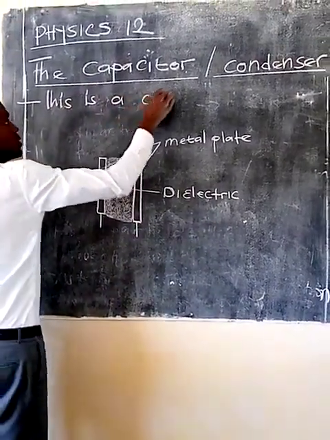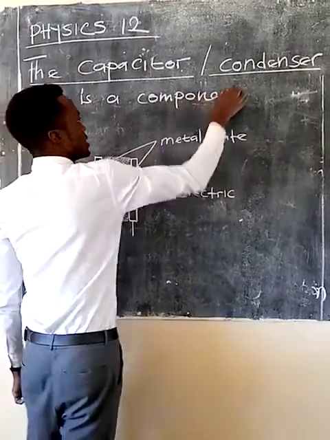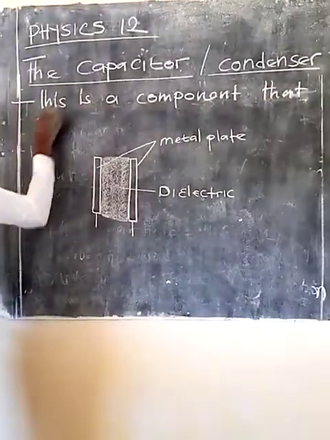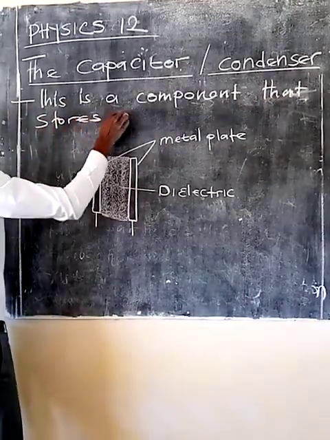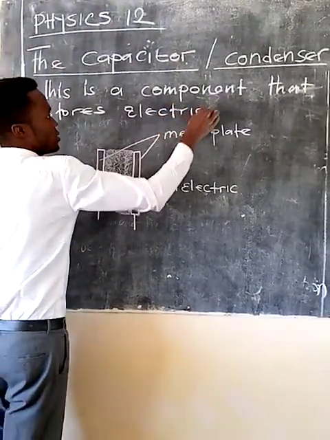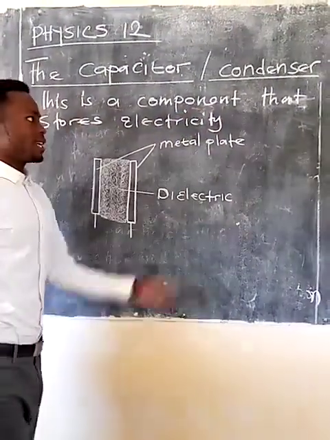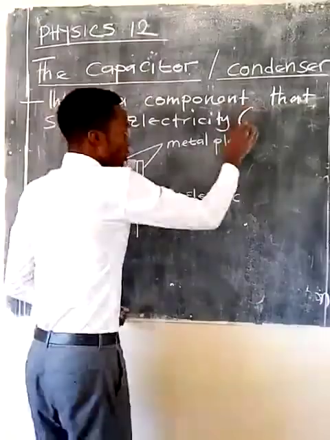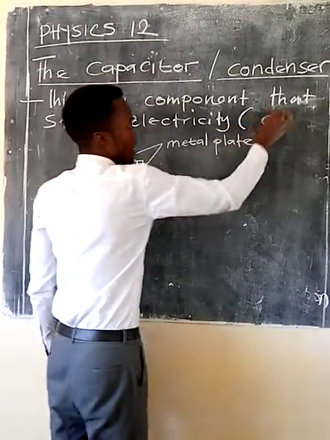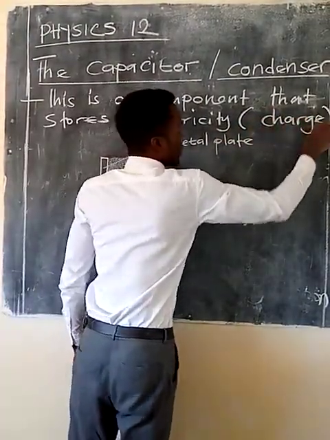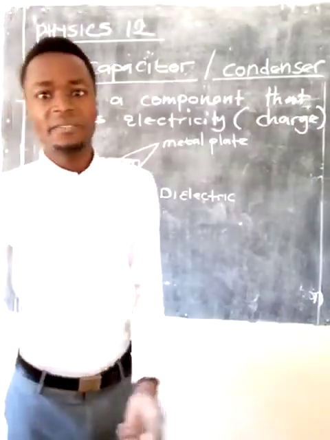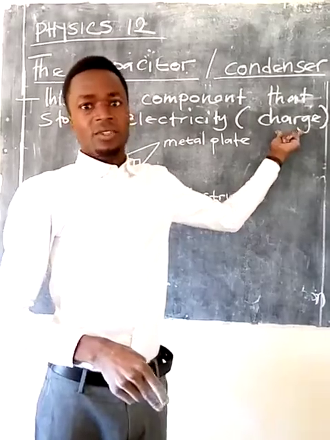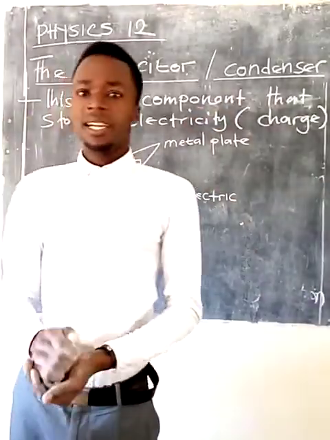a component, just an electronic component, that stores electricity. So just a component that stores what? Electricity. Then to be specific, we know that it stores electricity in the form of a charge. Or for short, you can simply say that this is a device or electronic component that is used to store what? Charge. So that's the way we can define a capacitor.